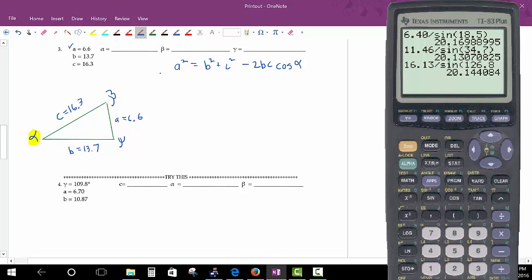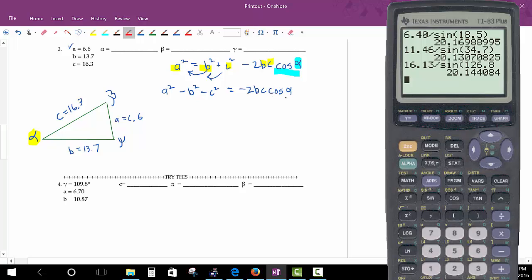See, I know A, B, and C in this problem. I don't know alpha, so I have a formula that would allow me to find alpha. Now what I like to do is solve this equation for cosine alpha, and I just rearrange things in my head. You should do the same. You're going to subtract B squared from both sides, and subtract C squared from both sides. So that's going to leave you with A squared minus B squared minus C squared is equal to negative 2BC times the cosine of alpha.